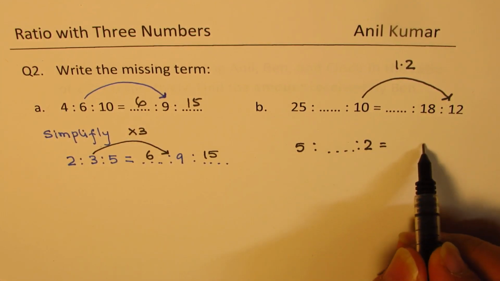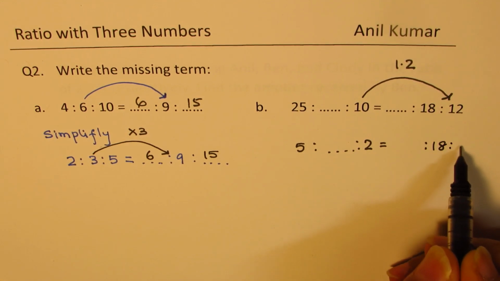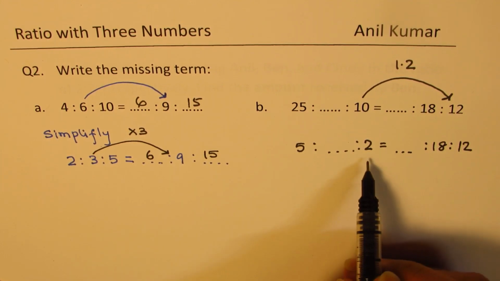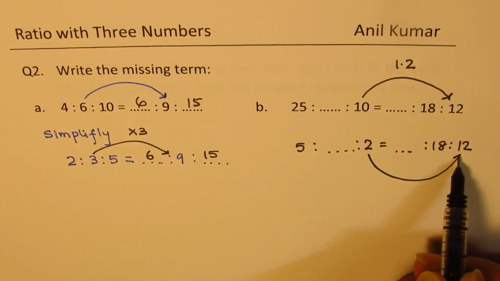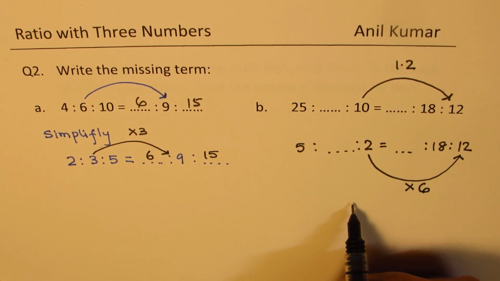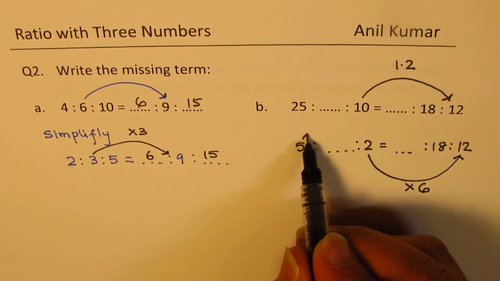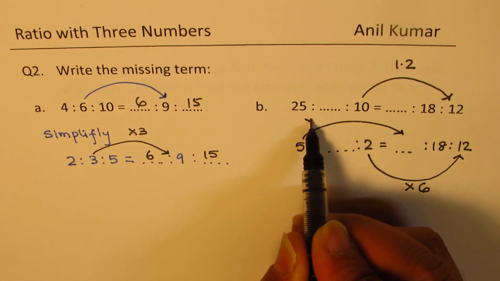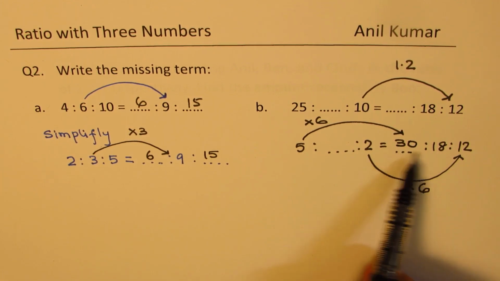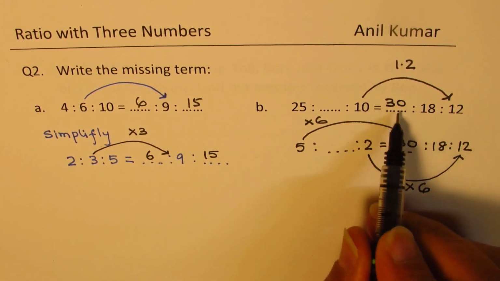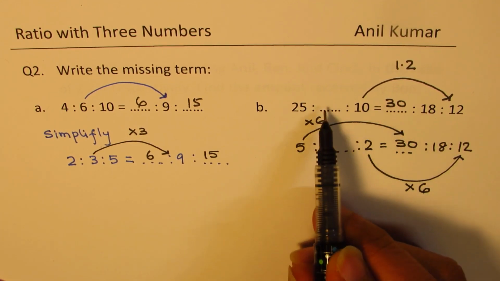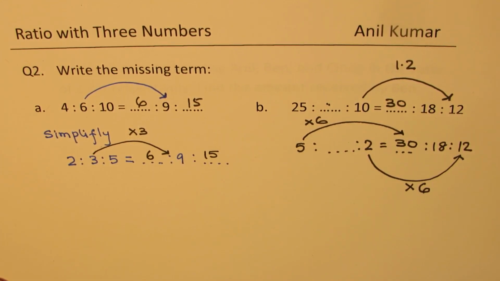Now in this case, we'll do it in two steps. We are given 18 and 12. We need to figure out this number. Now, from 2 to 12, we are doing times 6, right? So we could do 5 times 6 to get this number. 5 times 6 is 30. So we get this number. So we have the right side, which is 30, 18, and 12. Perfect.